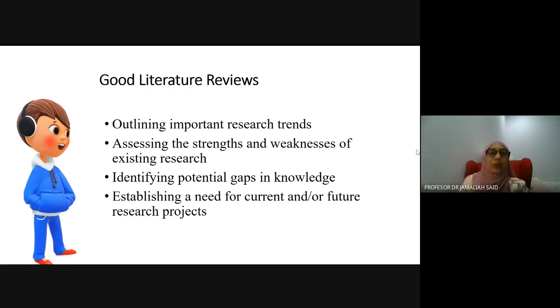So a good literature review will outline the important research trend. When you read articles on your related area, what more if you summarize it nicely in the form of a table? I'll show you a table later. You can see the trend. For example, if you look at study on fraud, you list according to year, the more recent ones later. So you start with the old articles. You look at the chronology.